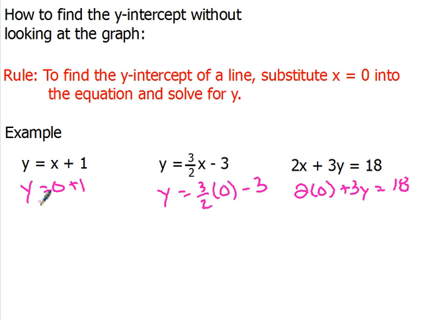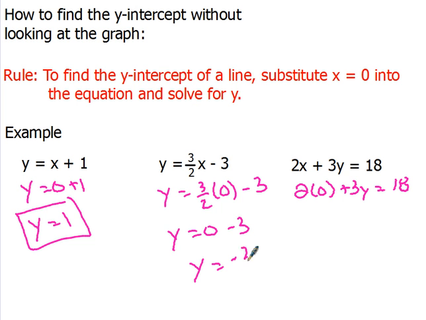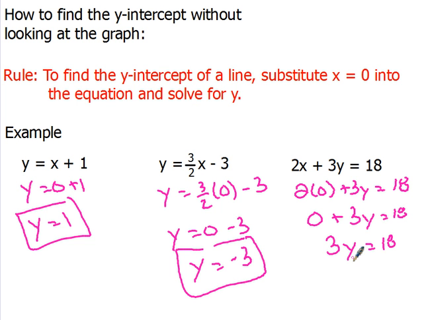Alright, so this just says y equals 0 plus 1. So in this case, y equals 1. In this one, we're doing 3/2 times 0, which is 0. So y equals 0 minus 3, which is y equals -3. So there's your y-intercept. And over here, you're going to have 0 plus 3y equals 18. So that's 3y equals 18. So divide by 3, divide by 3, y equals 6.